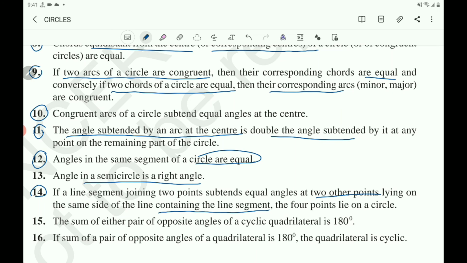That is about the line segment joining two points subtending equal angles at two other points lying on the same side of the line containing the line segment: the four points lie on the circle. Next, fifteenth, the sum of either pair of opposite angles of a cyclic quadrilateral is 180 degrees. If the sum of a pair of opposite angles of a quadrilateral is 180 degrees, the quadrilateral is cyclic.